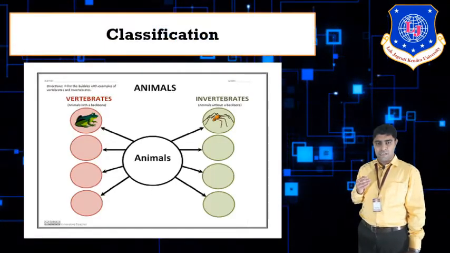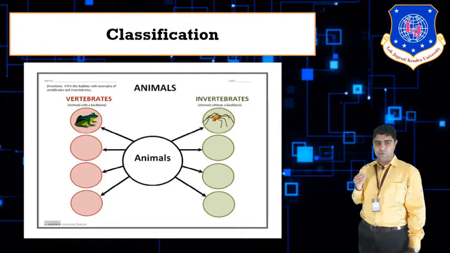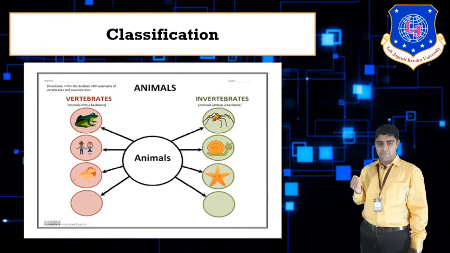Now we can see the diagram. That is a classification of animals. Animals are classified into two types: vertebrates and invertebrates.